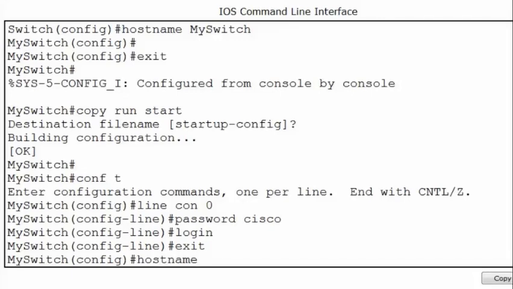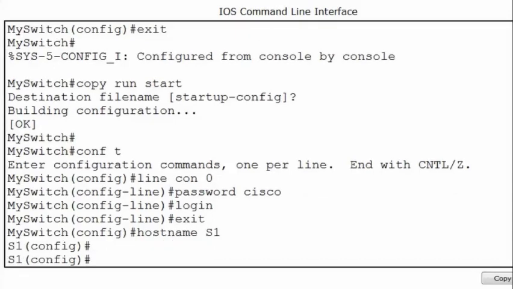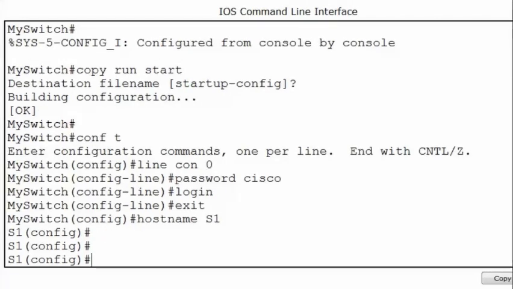I can revert back to the previous saved configuration by exiting to privileged exec mode and copying, in this case, not the running config to the startup config, but the opposite. I'll copy the startup configuration to the running configuration. This will load the startup configuration file into RAM and make it the new running configuration. I'll press enter and I'll accept the default.